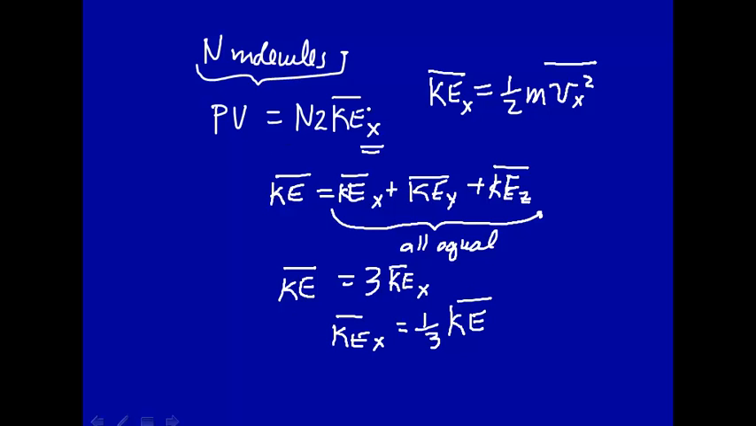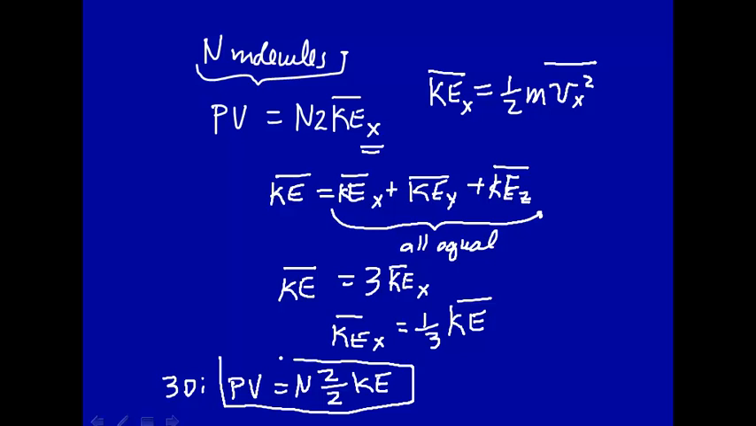So let's go ahead and do this for 3 dimensions, for 3D. We'll have PV in a 3-dimensional box is equal to the number of molecules times 2/3 times the kinetic energy. All right, so there we have it. That's an important equation here. It relates some macroscopic quantities to microscopic quantities. This is the average kinetic energy in 3D.